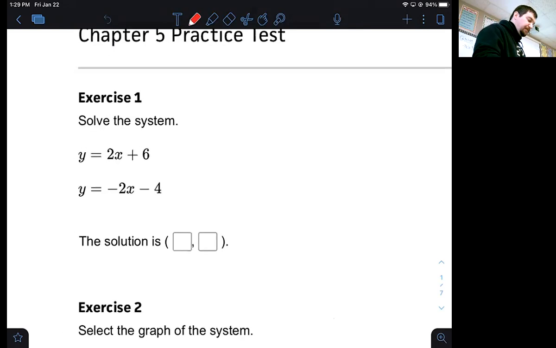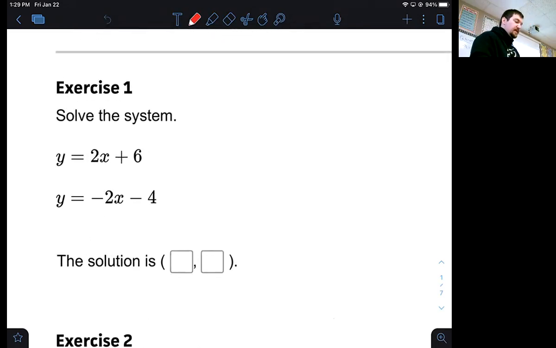So number 1 says solve this system of equations. Go ahead and write those equations down. Y equals 2x plus 6 and y equals negative 2x minus 4. Because these equations are both written in slope-intercept form, if I had a graph, it'd be really easy to graph and see what the intersection is. There is no graph. So what method should we use here, Levi?